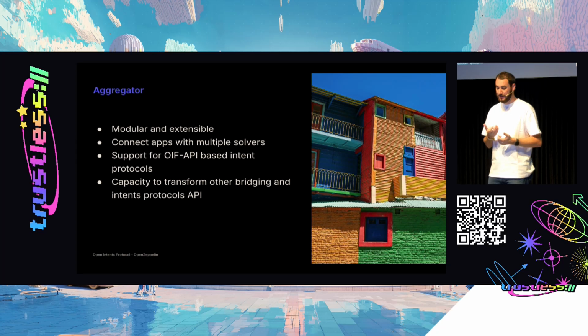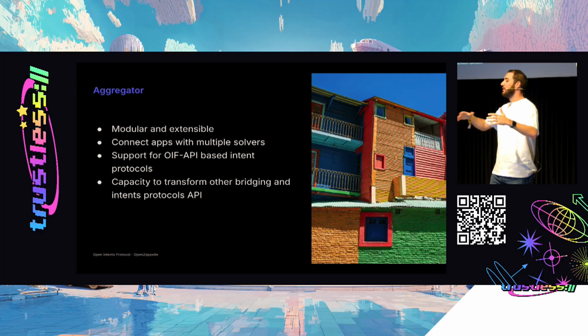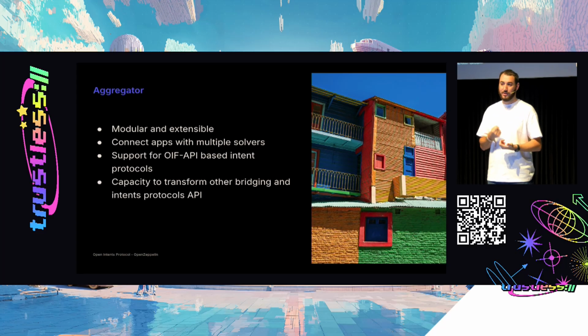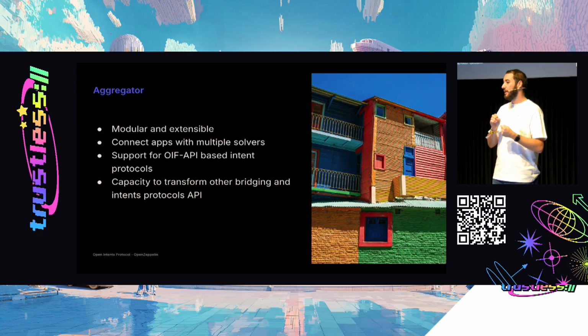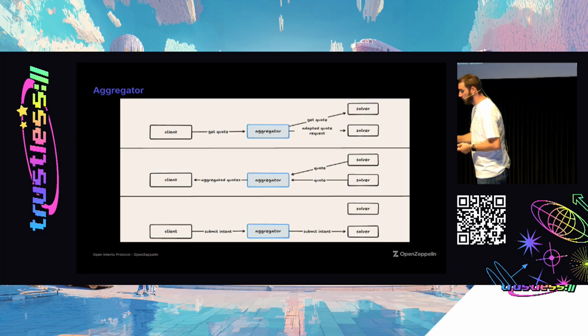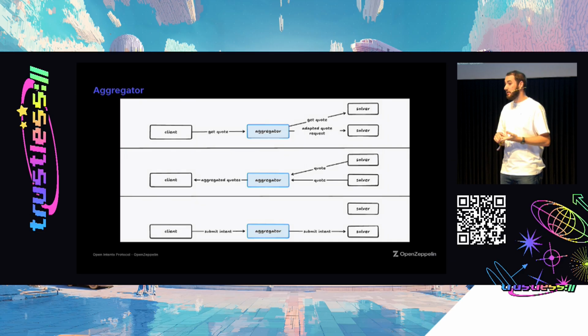All of this is obviously a little bit complex to do when you have to communicate with so many different solvers at the same time. So we built an aggregator. An aggregator, again, is modular and extensible, and it also has a unique capability: on top of being able to aggregate multiple OIF API solvers, we can transform the API to connect with other protocols that may not be fully OIF compatible right now. And we are able to transform their API calls to make it transparent to the end user.